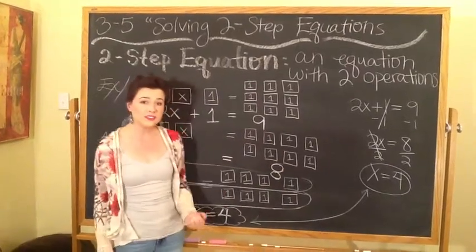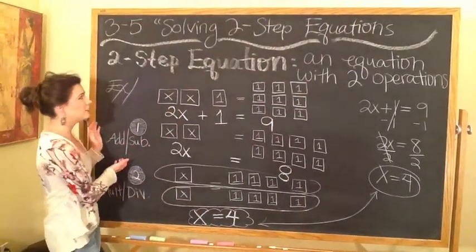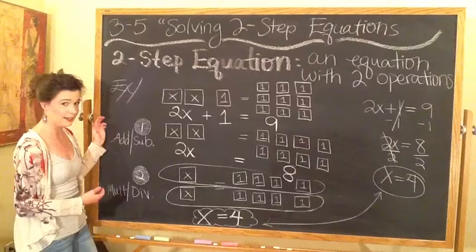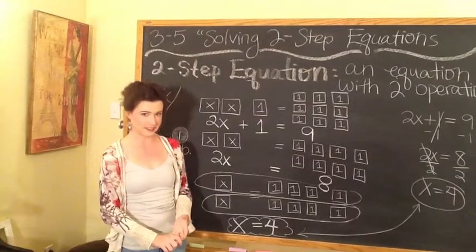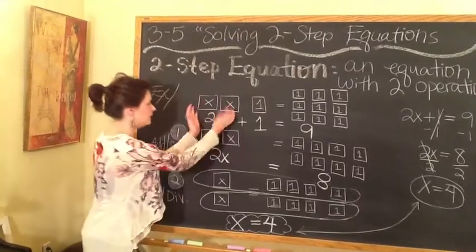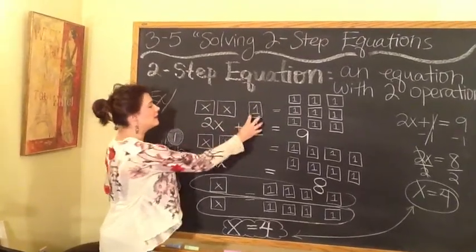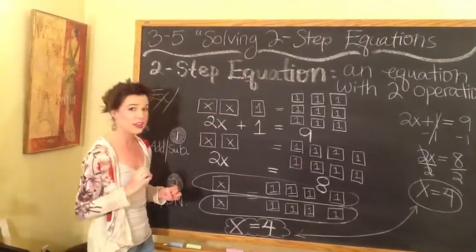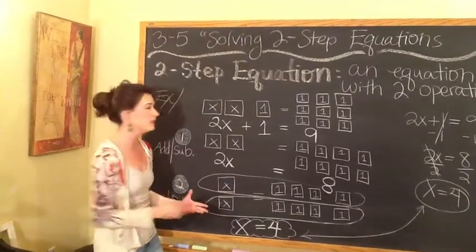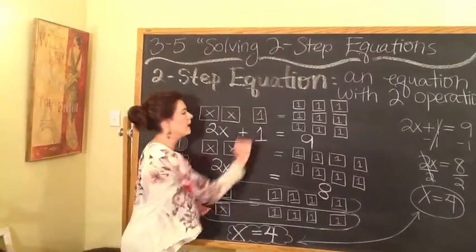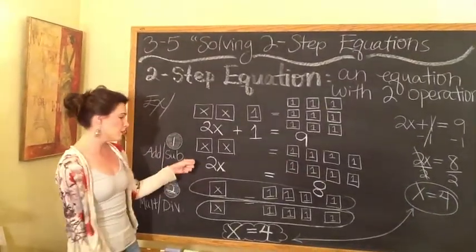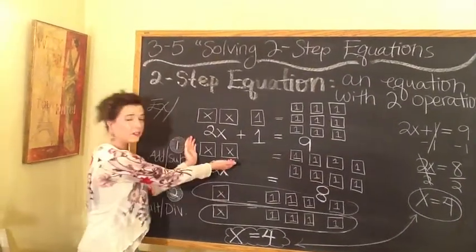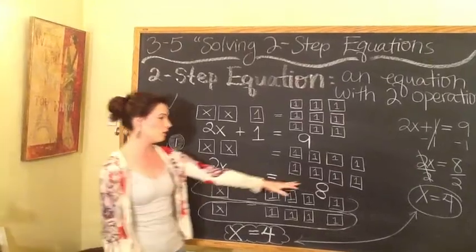The first step whenever we're doing two-step equations is to add or subtract. We want to get the x term by itself, so let's get the 2x by itself. We're going to take 1 away, using the inverse operation. Instead of adding 1, we take 1 away from over here and take 1 away from over here. Now we're left with 2x equals 8.